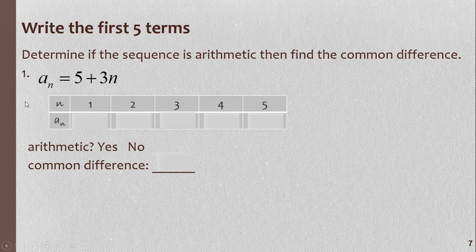If I have this sequence, a sub n is 5 plus 3n, well, if n is 1, that's going to be 3. 3 plus 5 is equal to 8. And 5 plus 6 is equal to 11, and you're going to see that it's going to go up by 3s: 14, 17, 20. So yes, it is arithmetic, and my common difference is 3.